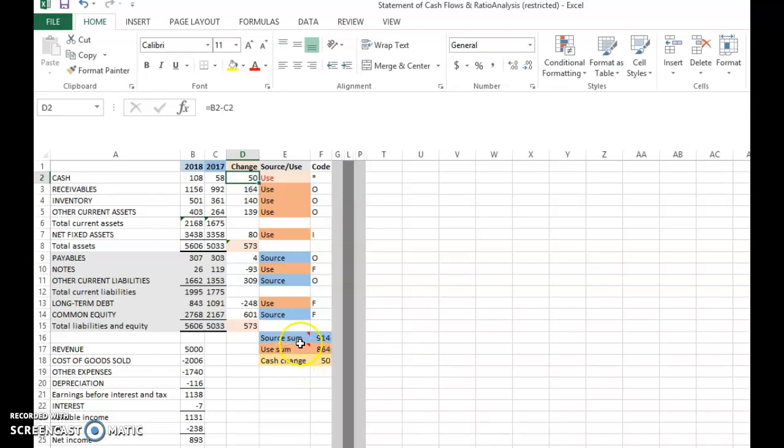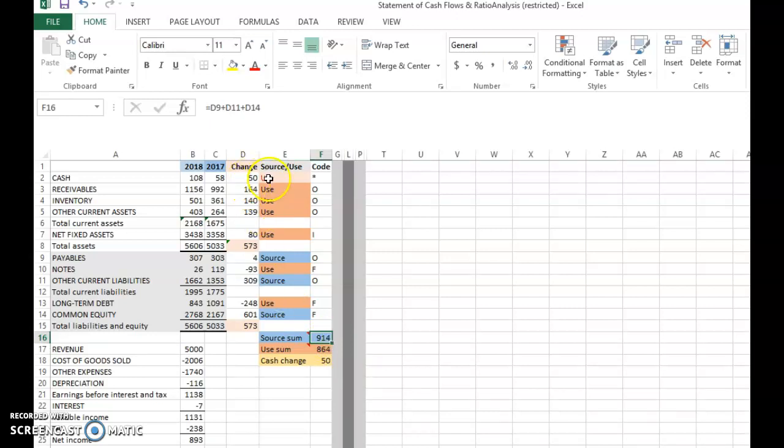Alright, now note this: in equilibrium, the total source of cash must be equal to the total use of cash. Here it is not equal because we have not added cash. Notice cash has not been added. If you add this 50 as a use, this will increase the use total by 50, so this will be equal to 914. Can you see that? So the total sum, if you include cash, will also be 914. It will be equal to the source of cash.